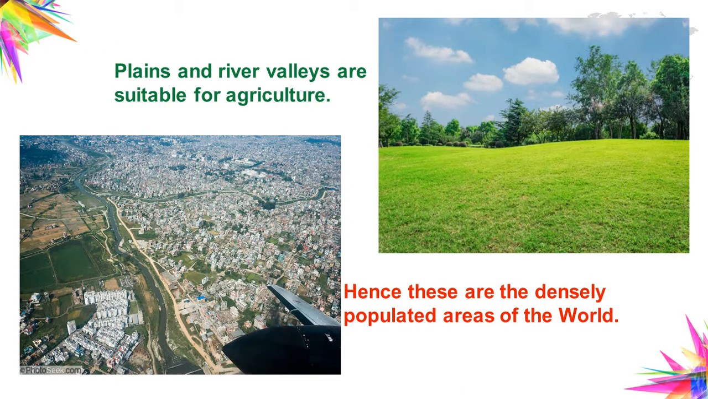Plains and river valleys are suitable for agriculture. Here you can see the picture of plains. These plains are suitable for growing crops. And here you can see the river valleys, which are also suitable for dense population. So the maximum population lies on a very small amount of area, that is plains and river valleys.